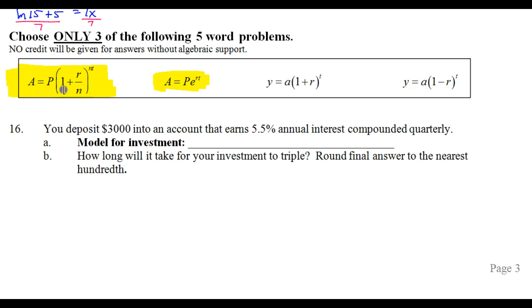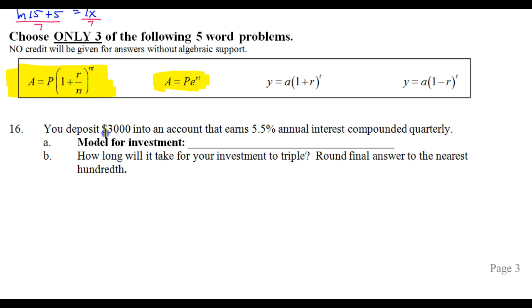All right, so if we have two equations for compound interest, then how do we know which one to use? Well, this PERT formula here is the one we use when we have interest that's being compounded or collected continuously. For anything else, if you are compounding or adding on the interest daily, monthly, quarterly, semi-annually, whatever it may be, then you use this formula.